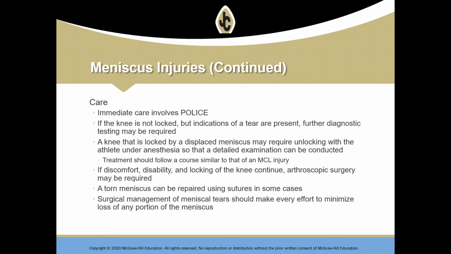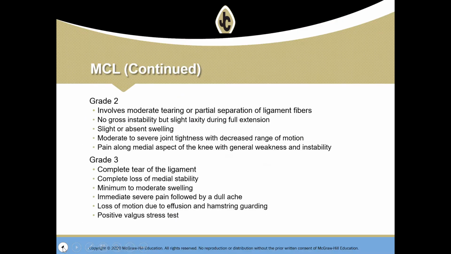If discomfort, disability, and locking of the knee continue, that's when we're probably going to need arthroscopic surgery. A torn meniscus can be repaired by using sutures in some cases. Surgical management of meniscal tears should make every effort to minimize loss of any portion of the meniscus. So just to talk about a few things with the meniscus and how we take care of them, let's go back and take a look at what the meniscus looks like again.